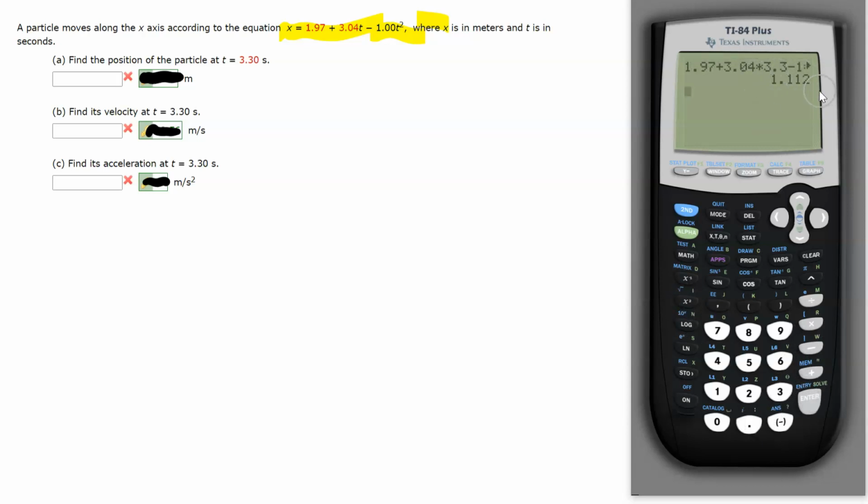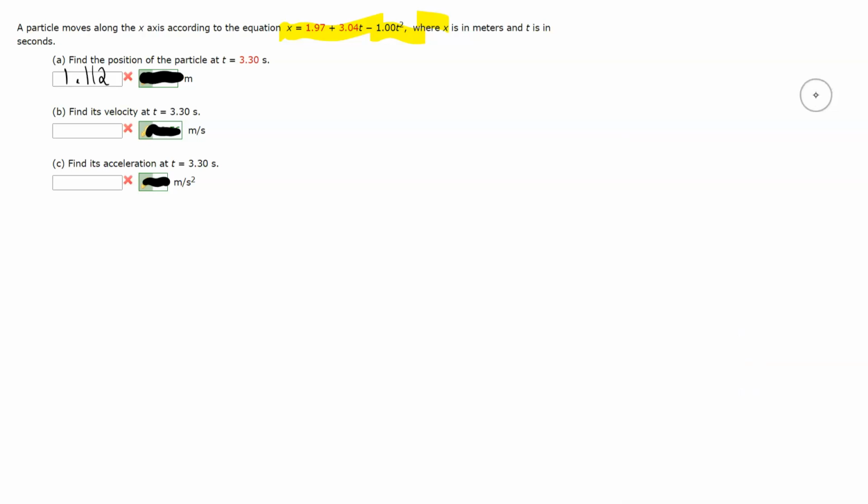So we get 1.112 meters as our answer. Let's see if that's right. Looks like we got that one right. Next up is find its velocity at 3.3 seconds.